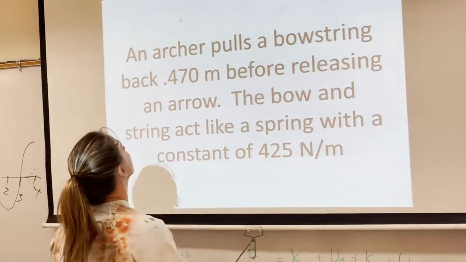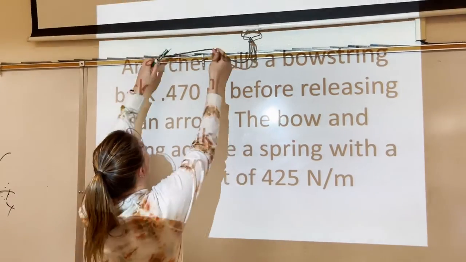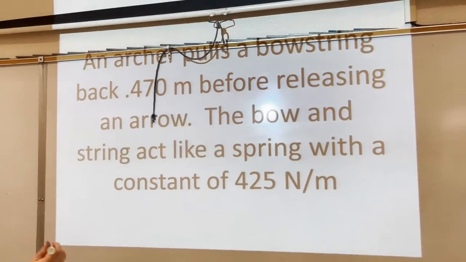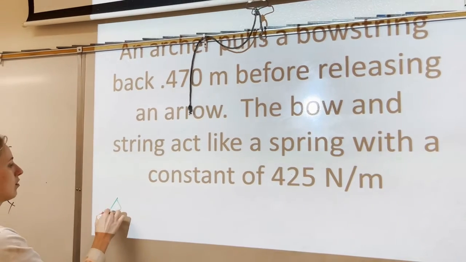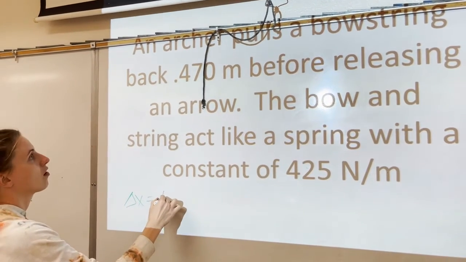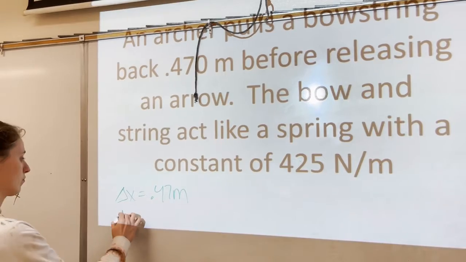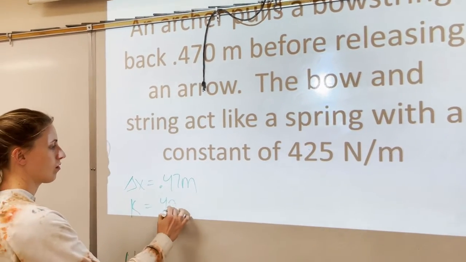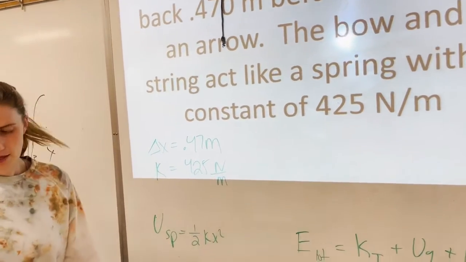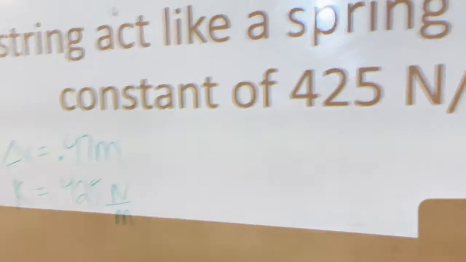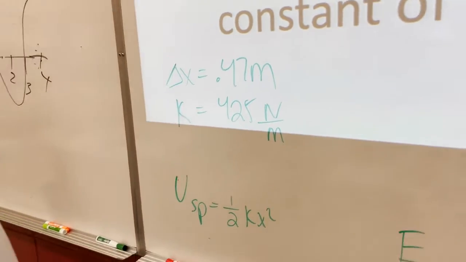Okay, so a practice problem. An archer pulls a bowstring back 0.47 meters before releasing an arrow. So the delta x is 0.47 meters, and the spring constant is 425 newtons per meter. If he pulled it back a full meter, that'd be 425 newtons, but he's not pulling it back a full meter. It's a little less than half of that.